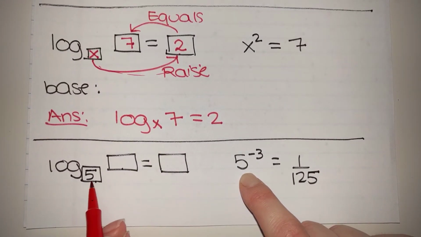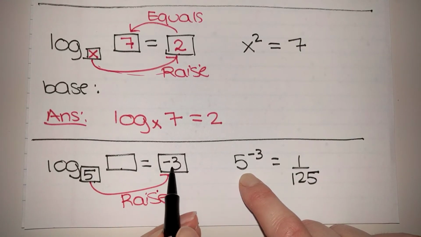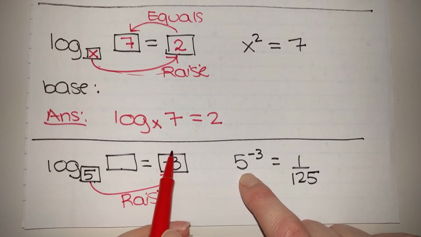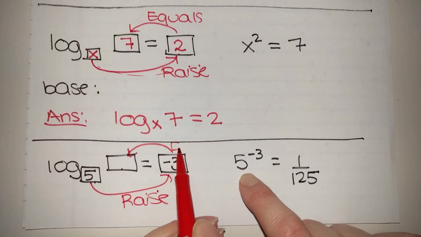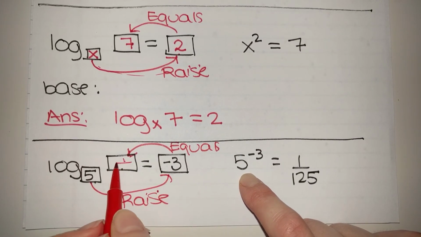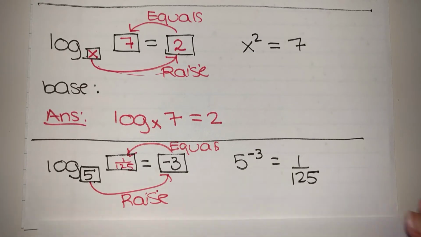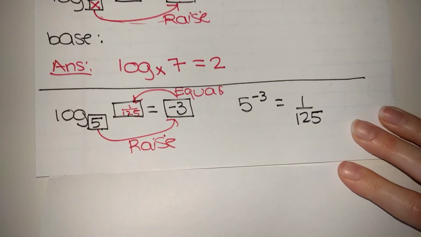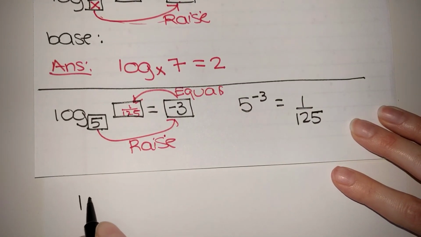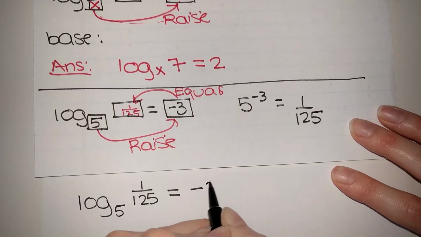So we start with our base. We raise it, in this case, to the negative 3 power. And then that is equal to, to complete our wave, it is equal to 125. So we would have 1 over 125. So when you write your final answer, again, you're not going to have all these boxes. You'll have log subscript 5, 1 over 125 equals negative 3.